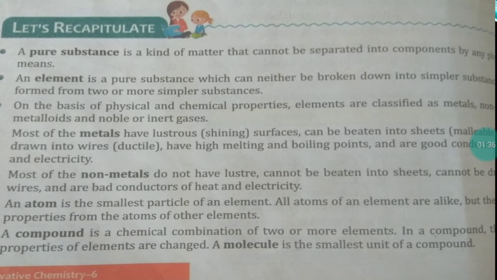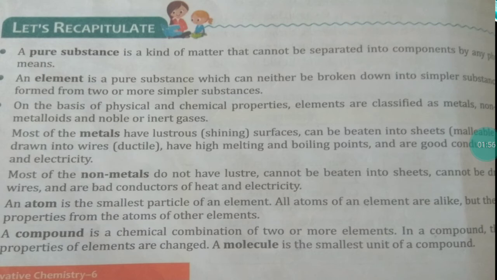Non-metals do not have luster, meaning they do not shine. They cannot be beaten into sheets, cannot be drawn into wires, and are bad conductors of heat and electricity, except graphite, which is a good conductor of heat and electricity. Examples: carbon, nitrogen, hydrogen, chlorine.